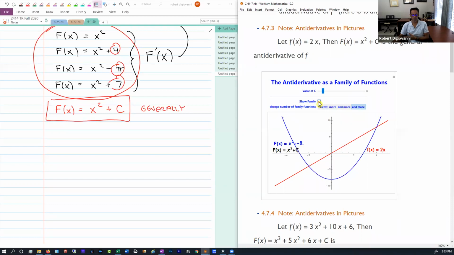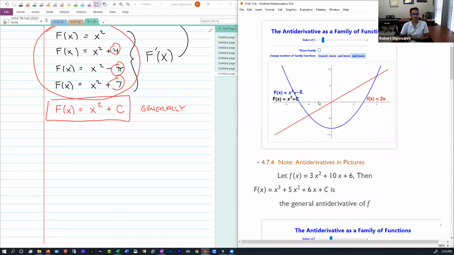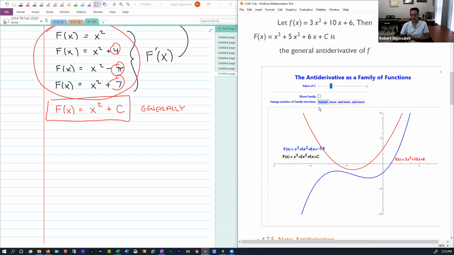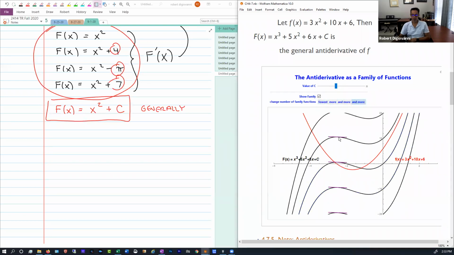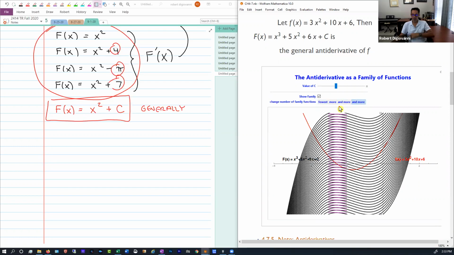And that would work for pretty much any function. If we have the function, this red one, 3x squared plus 10x plus 6, if we were to look for a specific antiderivative, we could get this blue one. But we could, again, have any constant, right? And so we could create a family of these.